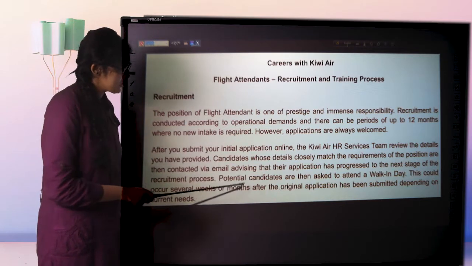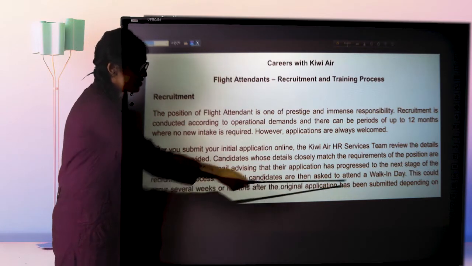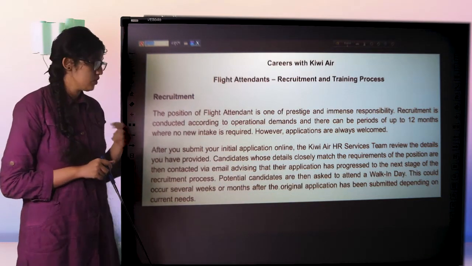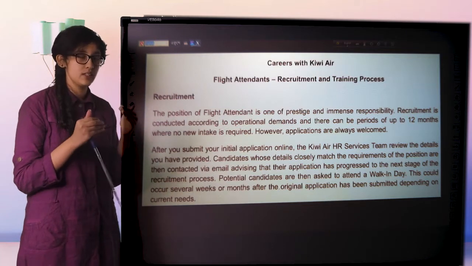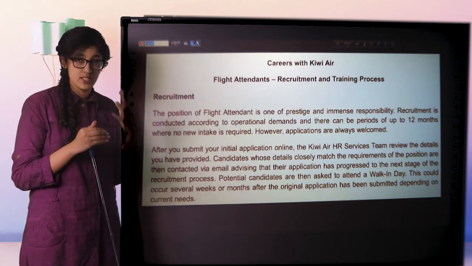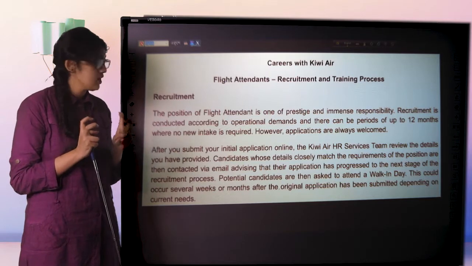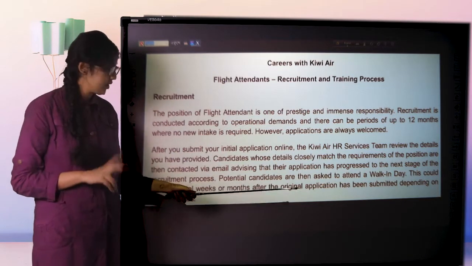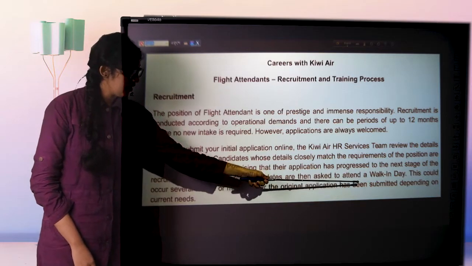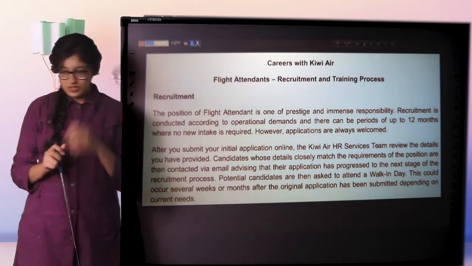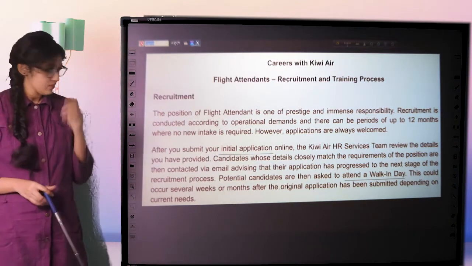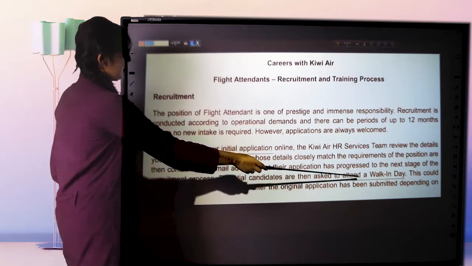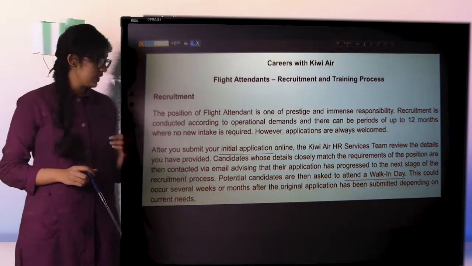Let's keep reading. Potential candidates are then asked to attend a walk-in day. Again, our second highlighted point was somewhere the candidates were actually invited to a specific event or something like that. So this actually is related to our second point, where they say that they are asked to attend a walk-in day. If I highlight the key points here, then it will be about the initial application online and the fact that they need to attend a walk-in day if they are selected.